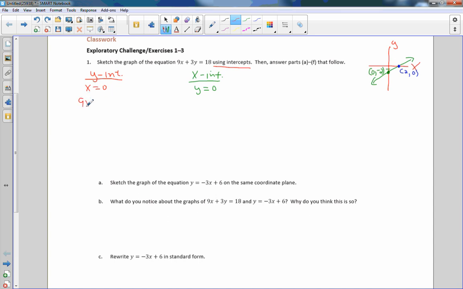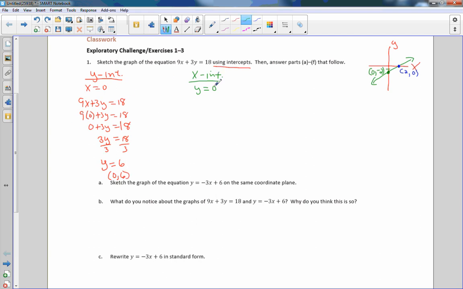So if I take that 9x plus 3y equals 18, and x is 0, this is 9 times 0 plus 3y equals 18. 0 plus 3y equals 18, so 3y equals 18. Divide both sides by 3, and y equals 6. So it is the point (0, 6).